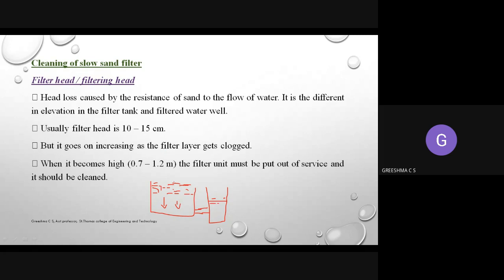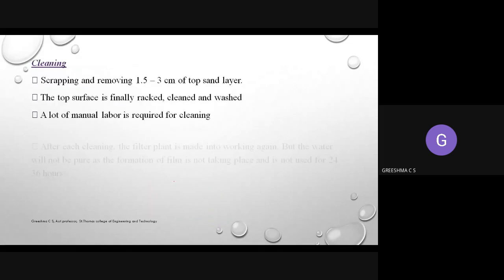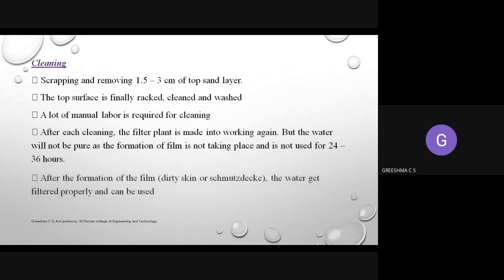Okay, so when that increases to between 0.7 and 1.2 meters, you should put the filter out of service and it should be cleaned. Now how to clean, എങ്ങനെയാണ് ക്ലീൻ ചെയ്യേണ്ടത് നോക്കാം.